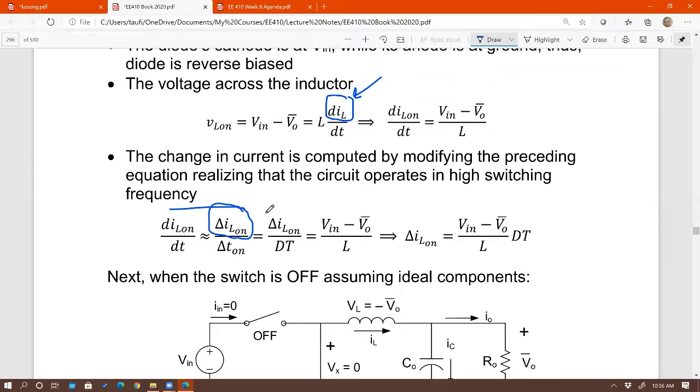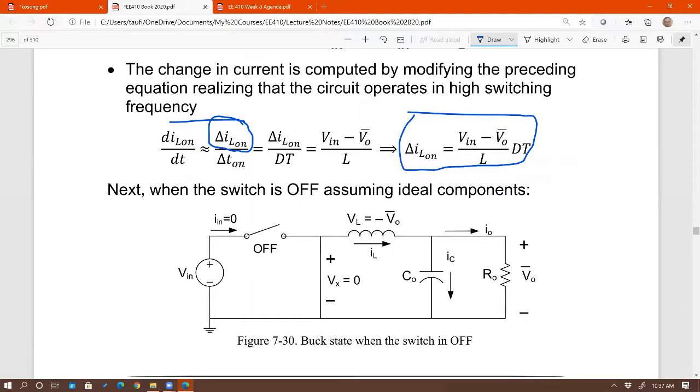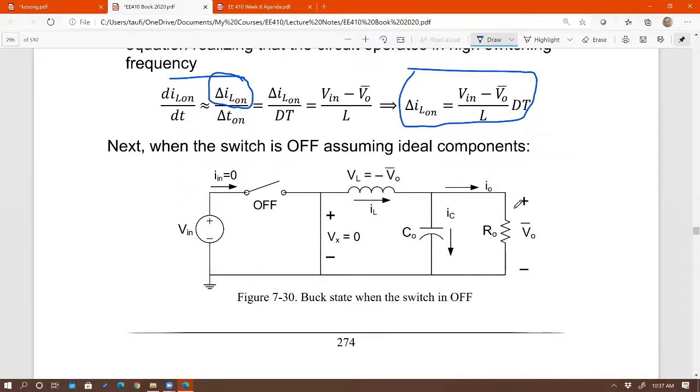So now I have the equation: delta IL on over delta T is equal to V in minus V out over L. I can solve for delta IL that way, right there. So now I have the equation for delta IL. Any questions? Make sure that that's clear. I'm going through this slowly. When it comes to the boost converter, it's not going to be slow anymore. I'm going to go faster. Good? All right.